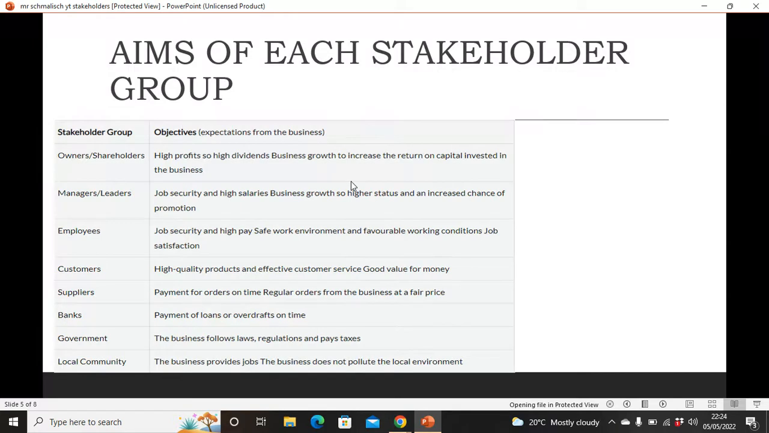Okay, you've got managers. Their main interest would be job security and high salaries. They're motivated by promotion and any profit sharing schemes. The managers are the ones that usually get the big financial methods of motivation, such as bonuses, such as profit sharing. Then you've got employees. Employees, their main aim is to have a safe working environment, favourable work conditions, and just guaranteed income.